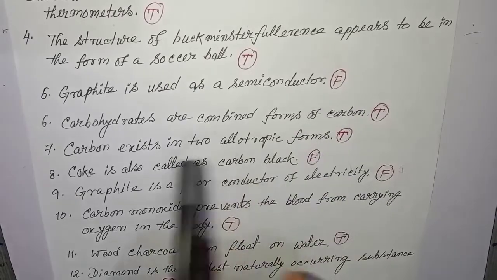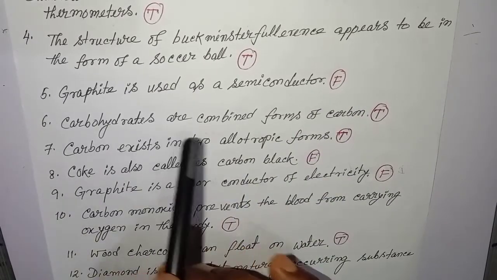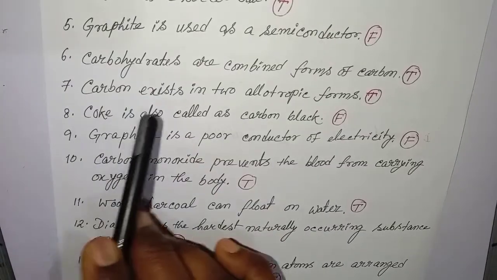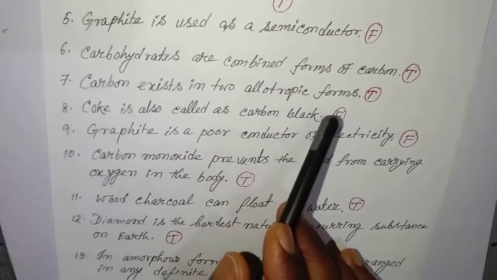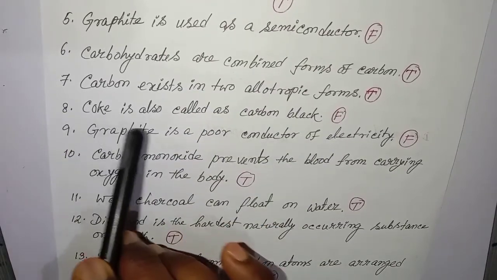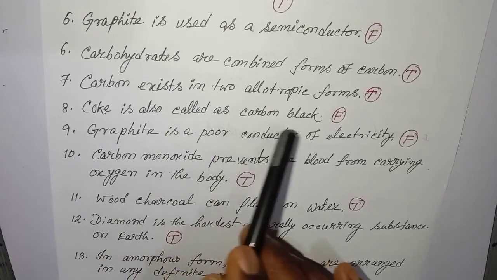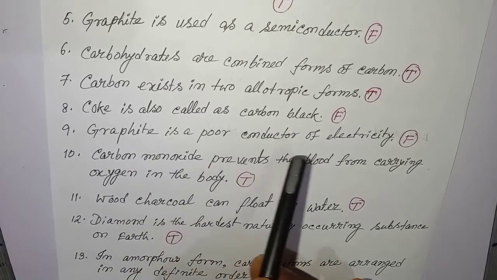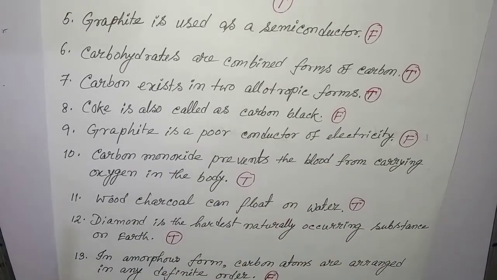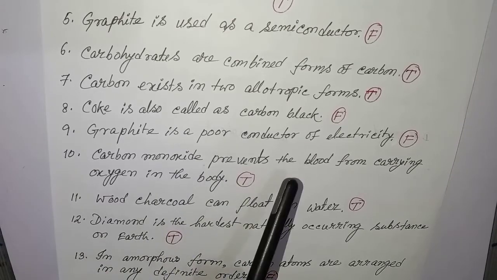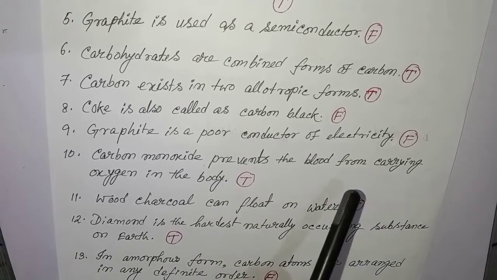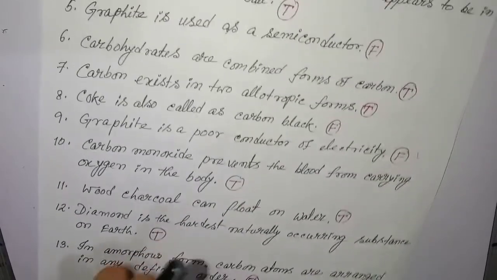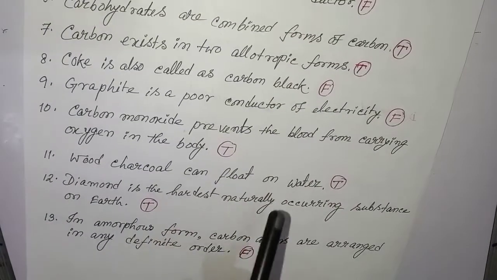That is false. Carbohydrates are a combined form of carbon. True. Carbon exists in two allotropic forms. True. Coke is also called carbon black. False. Graphite is a poor conductor of electricity. False. Carbon monoxide prevents the blood from carrying oxygen in the body. True. Wood charcoal can float on water.